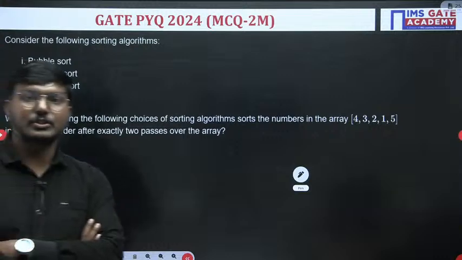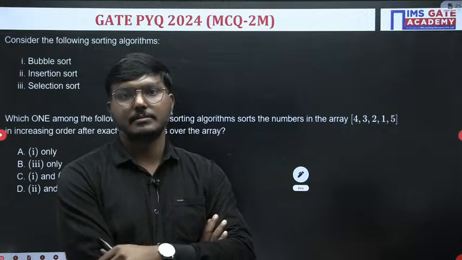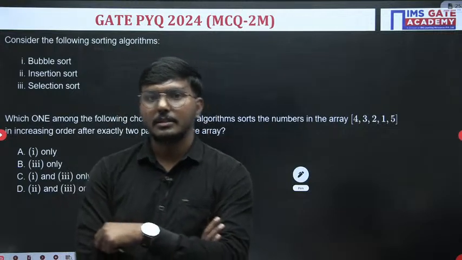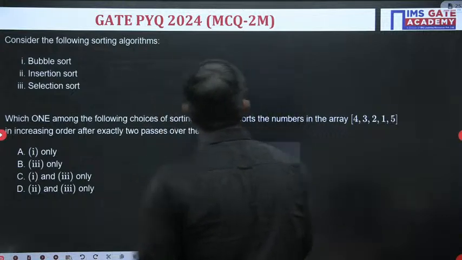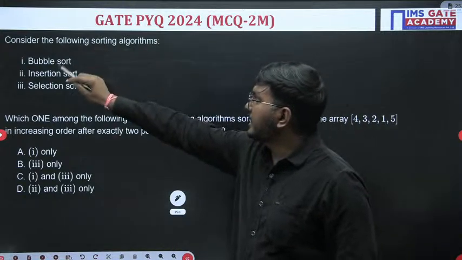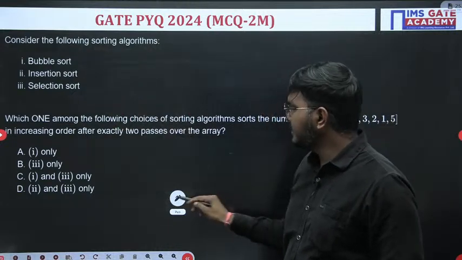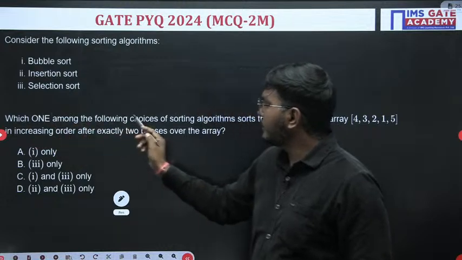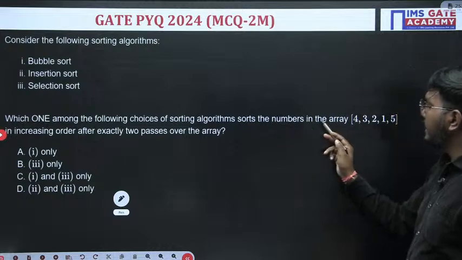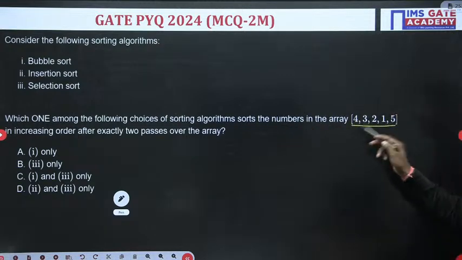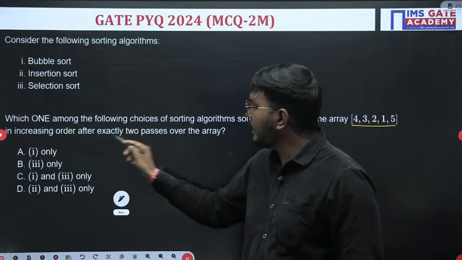Only the selection sort. Using the selection sort, it's possible. Quick sort and insertion sort both are not possible. See here, one by one. It says here, consider the following sorting algorithms: bubble, insertion and selection. Which one among the following choices of sorting algorithm sorts the numbers in the array 4, 3, 2, 1, 5 in increasing order after exactly 2 passes?